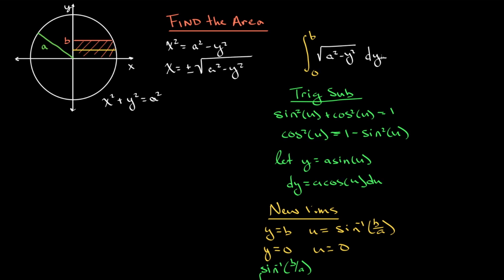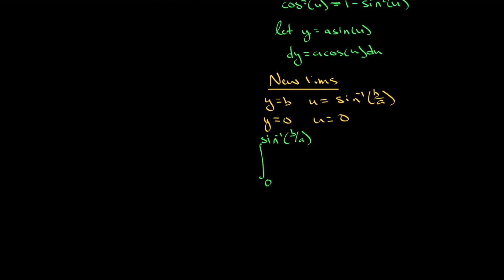And then we'll still need to fill in dy. But let's start working on this. So this is going to be the square root, we said, of a squared minus a squared times sine squared. All right. And then we still need to get dy in. And dy we found to be a times cosine of u du. So this is a times cosine of u du. This is our definite integral under our substitution.